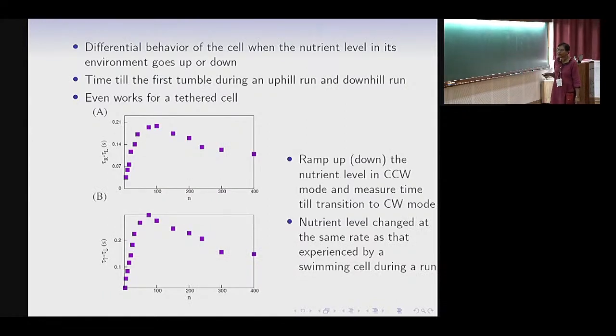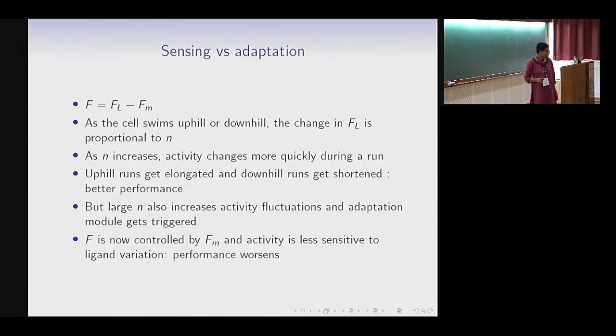There are a few more performance criteria that I have measured here, and all of these are measuring the differential behavior of the cell when the nutrient level in its environment goes up or down. I don't want to get into too much detail, but the net result is all these things show a peak at a specific n. Now this is the explanation. The free energy that I have written down, if you remember it, had two parts, one coming from ligand, another coming from methylation. So I write it in this way, Fl minus Fm.